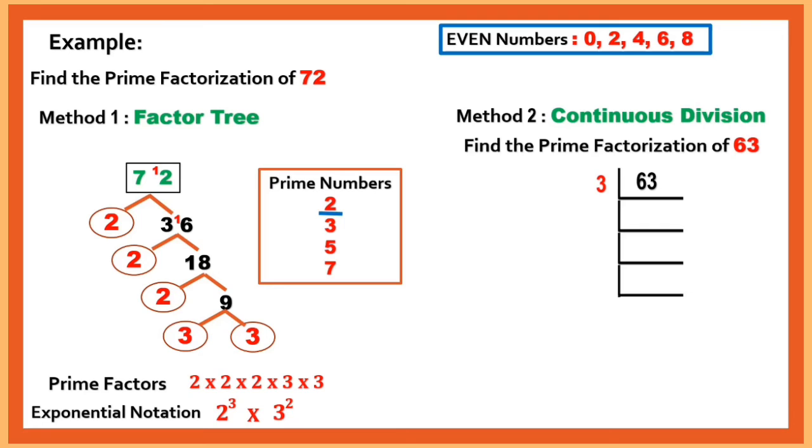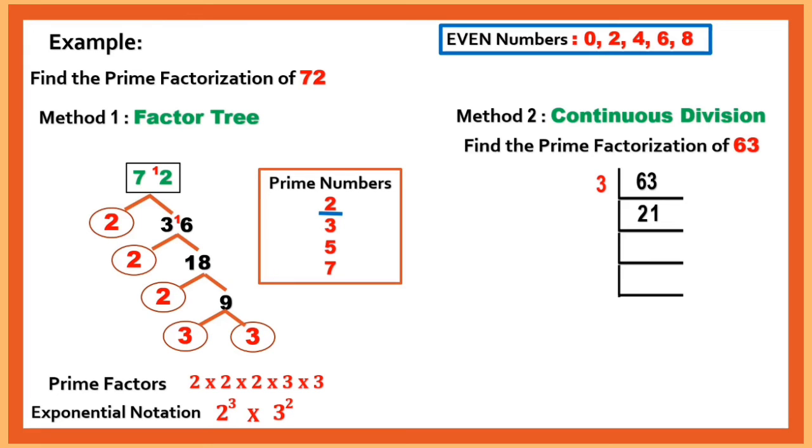Okay. 6 divided by 3 is, correct, 2. Next, 3 divided by 3 is, tama, 1. So now we have 21. Remember that we will not stop dividing until we get 1. Ibig sabihin, hanggat hindi 1 ang sagot, ay hindi tayo titigil. So dahil ito ay 21, hindi pa tayo pwede mag-stop.